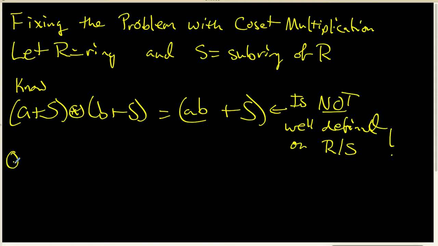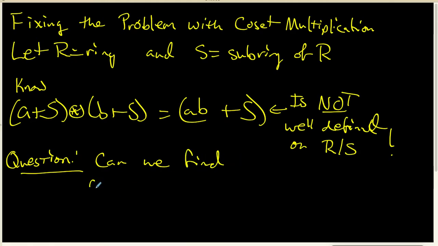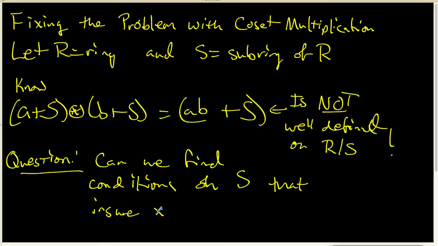So our question for this video is, can we find some kind of conditions on the subring S that ensure that our coset multiplication is in fact well defined on R mod S?